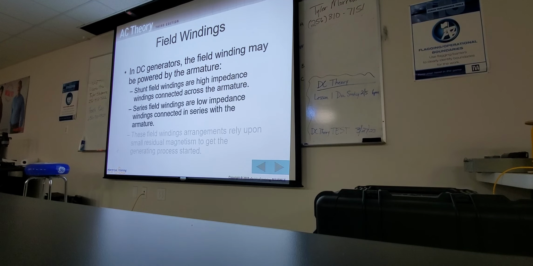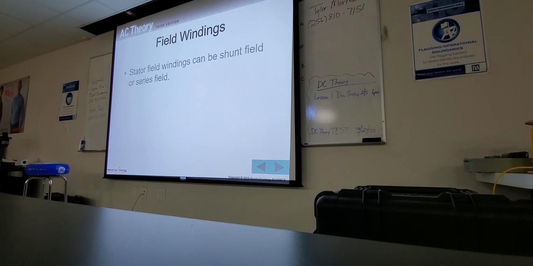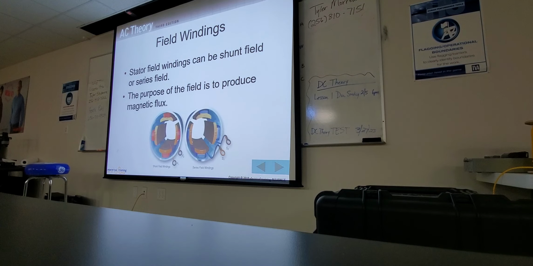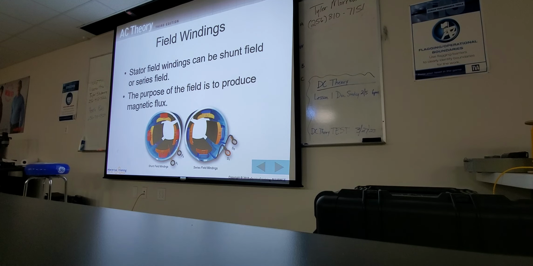In DC generators, the field winding may be powered by the armature. Shunt field windings are high impedance windings connected across the armature. Series field windings are low impedance windings connected in series with the armature. These field winding arrangements rely upon small residual magnetism to get the generating process started. Stator field windings can be either shunt or series.